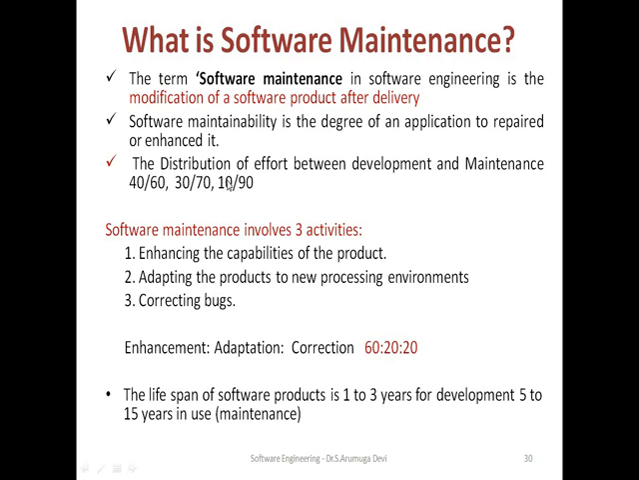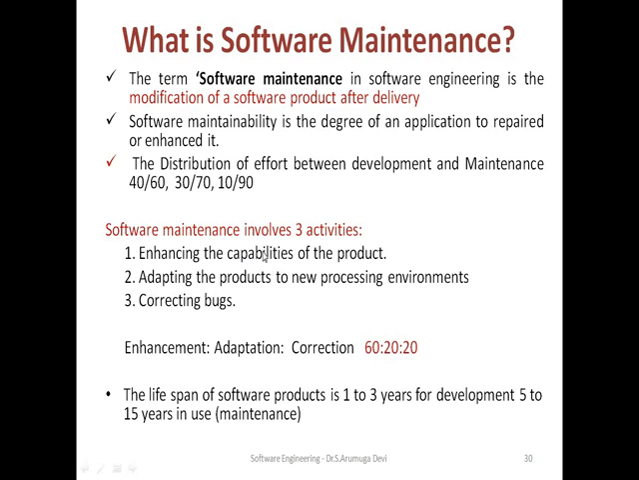The real distribution of effort between development and maintenance: in earlier days it was 40-60, 30-70, and even 10-90. So only 10% was spent on development and the remaining 90% of the effort on maintenance. So we should be careful in developing the software. We are spending much time and much cost on maintenance, so we should develop a maintainable product.